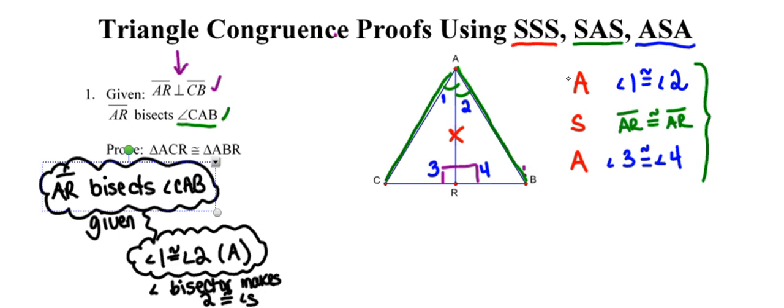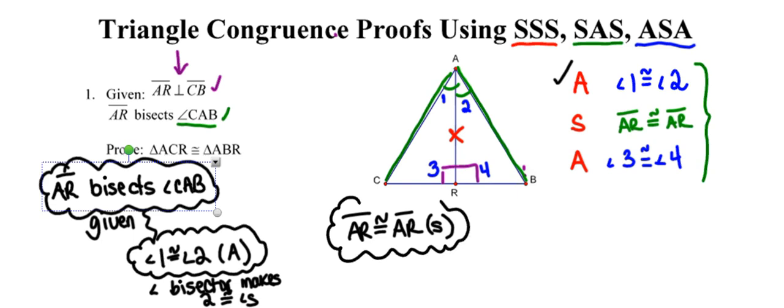All right, so I've discussed my first pair of congruent angles. The second thing that I need to discuss in this proof is the pair of congruent sides, AR congruent to itself. Well, that's just through the use of the reflexive property, which says any geometric figure is congruent to itself. And since that's my pair of congruent sides, I'm going to put a little S there. And I know that's a true statement because of the reflexive property.